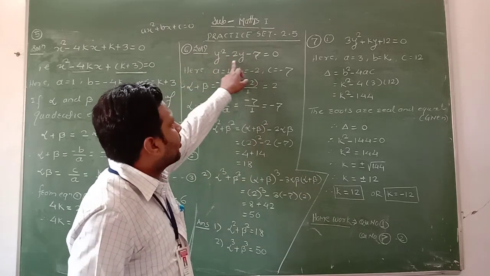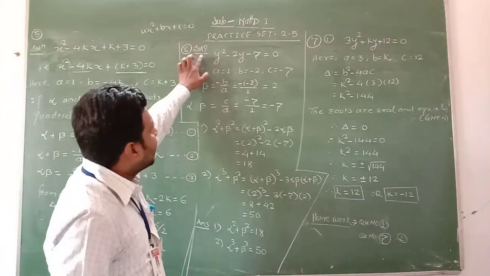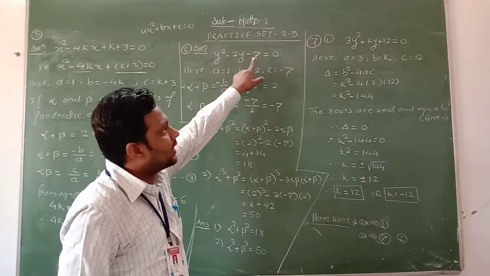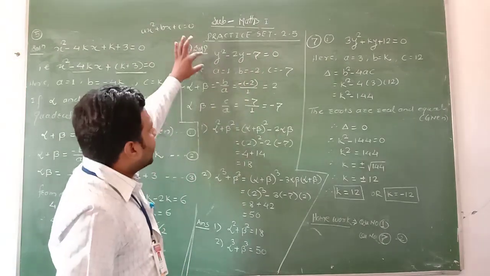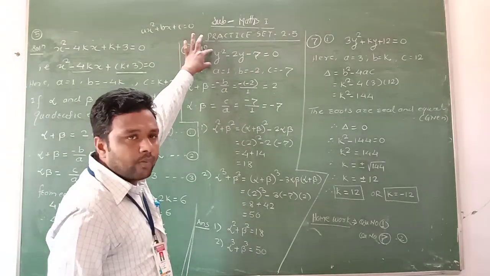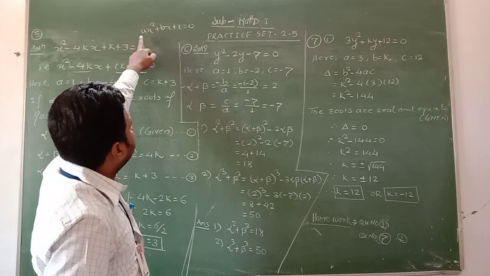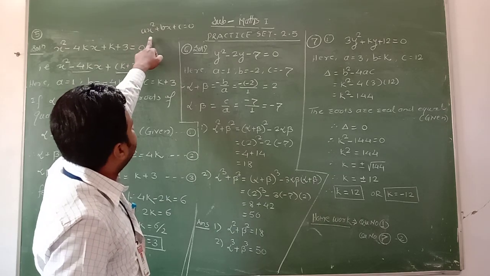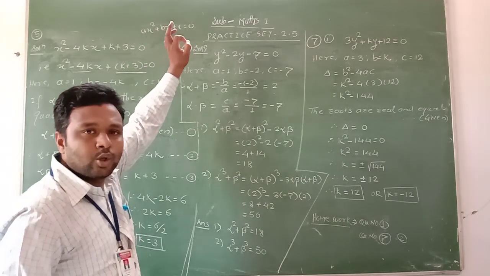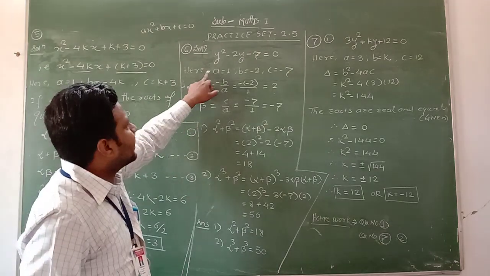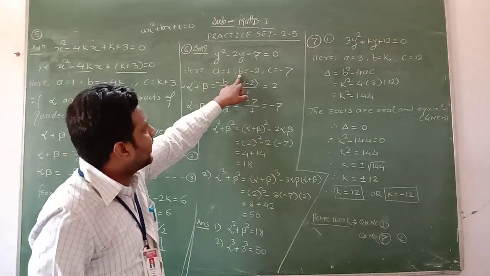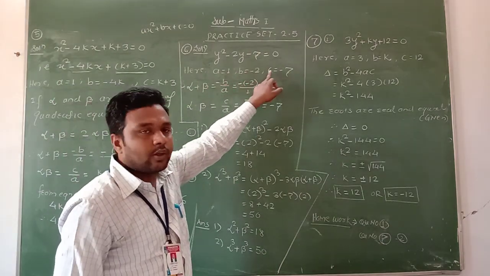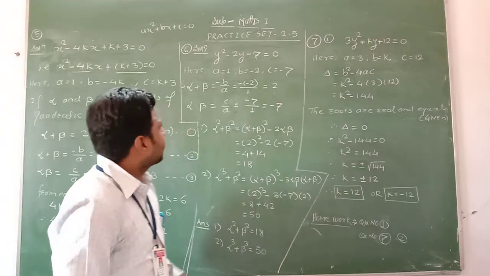First we write the given quadratic equation, that is y square minus 2y minus 7 is equal to 0. The equation is already given in the standard form. Compare with the standard form of the quadratic equation, ax square plus bx plus c is equal to 0. Then a is equal to 1, here we get b is equal to minus 2 and c is equal to minus 7.